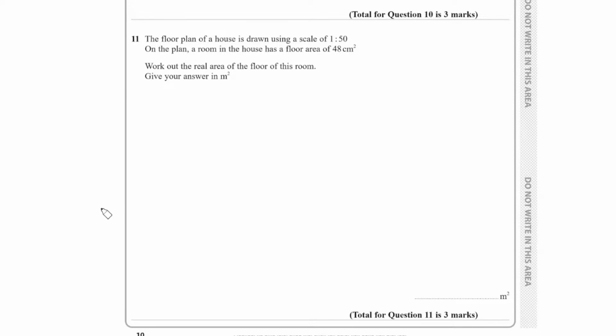Okay, question 11. The floor plan of a house is drawn using a scale of 1 to 50. So whatever's on your drawing, 1 would be 50 in real life. Would be 50 times that in real life. So on the floor plan, a room in the house has a floor area of 48 centimeters squared. Work out the real area of the floor. And they also want it in meters squared as well. We have to do a conversion at the end.